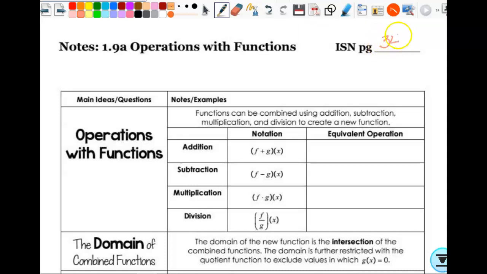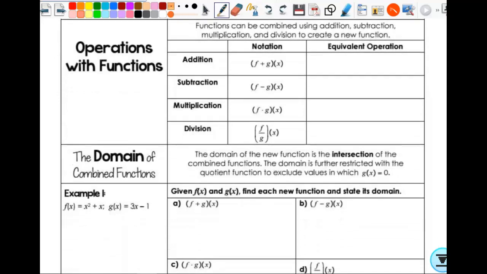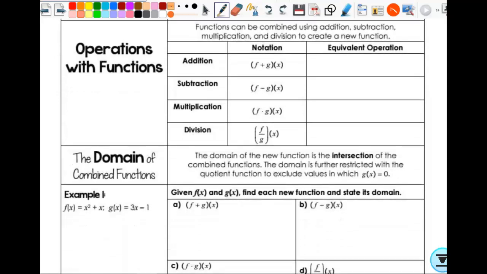34. Okay. All right, so we're going to look at operations with functions. Notation is a huge, huge part of this. Understanding the notation and you being able to write the notation correctly. So functions can be combined using addition, subtraction, multiplication, and division to create a new function.